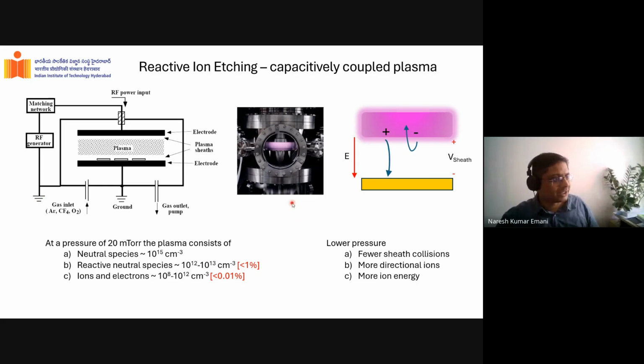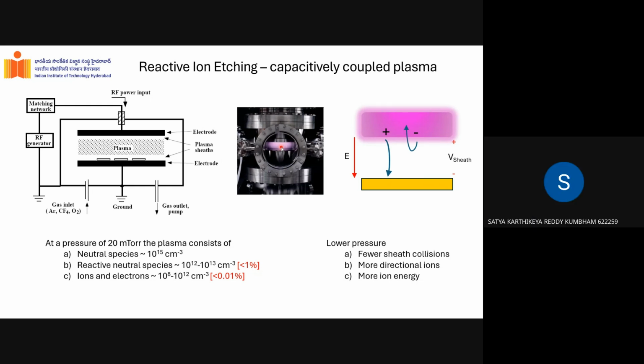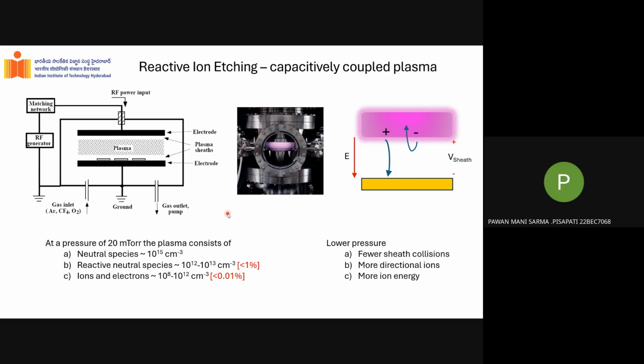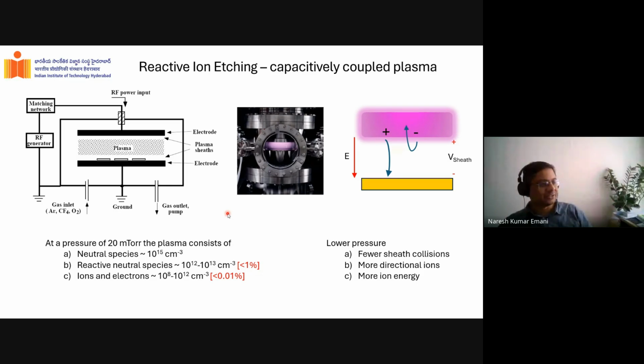Anybody can tell me why the light is coming? Electronic transitions. Very good. Satya Karthika. Sorry, I'm sorry, because my window doesn't show your full name. Satya Karthikeya. Okay, fine. Yeah, what electronic transitions are you talking about? Sir, electrons at high energy possess different, maybe different colors like that. Electrons have different colors. I thought only human beings have different colors.